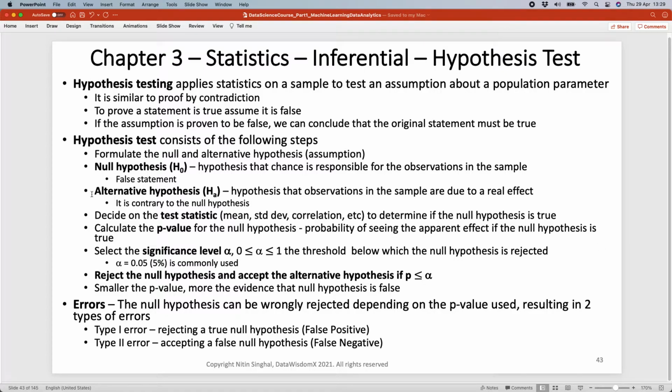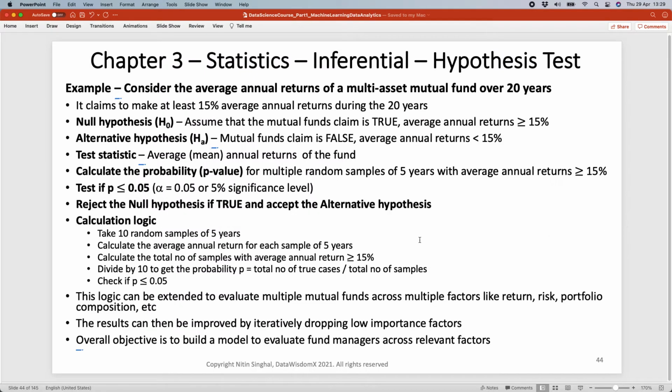Now, the best way to understand this concept is through an example. It's slightly confusing because of this proof by contradiction concept. So let's look at that. Now, the example we are considering is the average annual returns of a multi-asset mutual fund over 20 years.